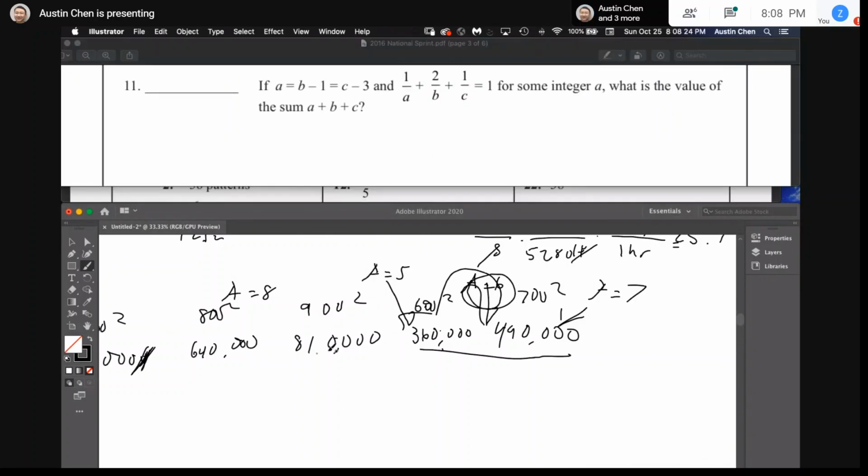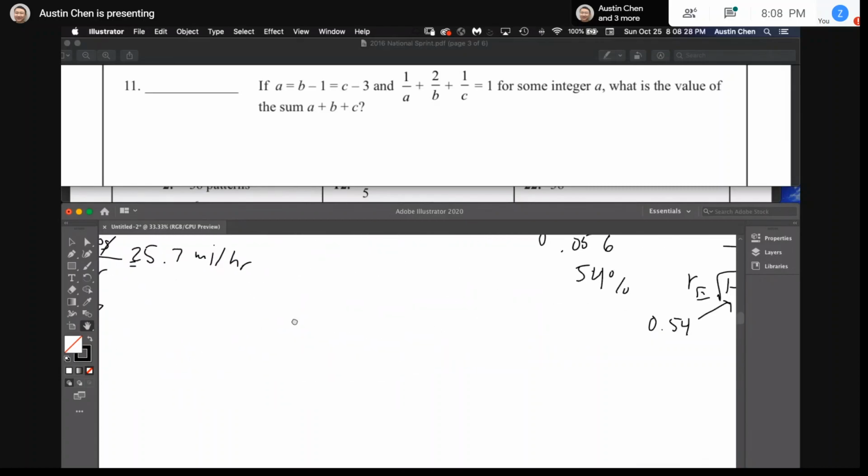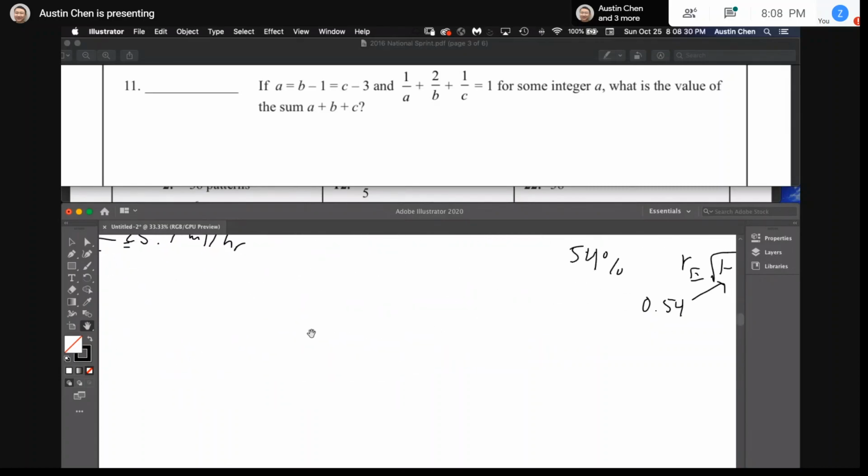All right. If A equals B minus 1 equals C minus 3, and that for some integer A, what is the value of the sum A plus B plus C? Okay, so the most systematic way to solve this is just to say B equals A plus 1 and C equals A plus 3, and then put it into there and just solve it. And we can see if that works. It might not work, but we'll just see.